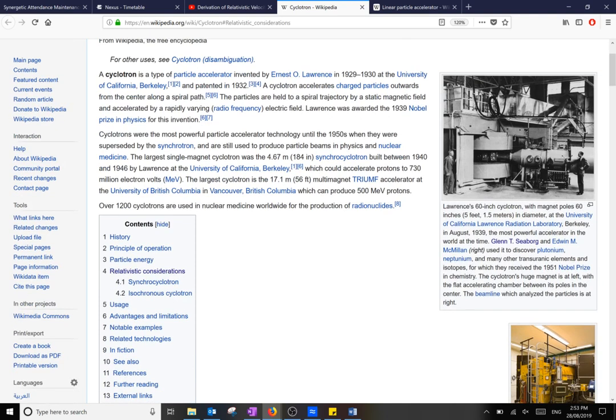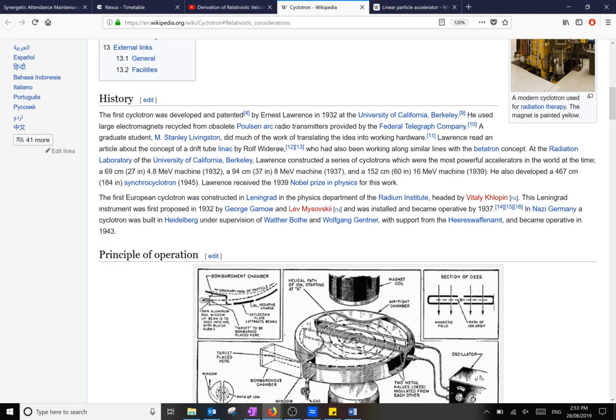I don't know. Here's the first cyclotron. Hang on. I want to go down a bit. The history of it was that the first one was 4.8 MeV and it was 70 centimeters wide. And then over the next 10 years, you got up to 16 MeV, which ended up being 1.5 meters. So the more energetic the particles, the bigger this machine had to be. There's a reason for it, and we'll explain why in a moment.